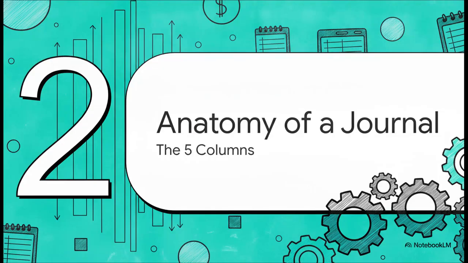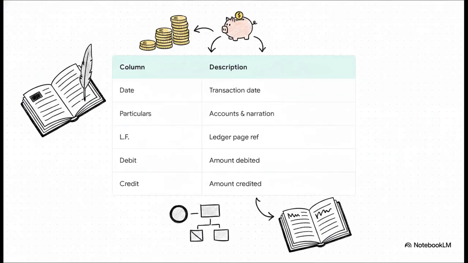Moving to Section 2, Anatomy of a Journal, the 5 columns. What's really interesting here is how highly structured this diary actually is. A standard journal always features these 5 exact columns. First, you've got the date, showing exactly when the transaction happened. Then, the particulars, which details the specific accounts involved. Next up is the ledger folio, or LF for short, which basically acts as a page reference for where this entry will eventually live in the ledger. And finally, you have the debit and credit columns for your amounts.